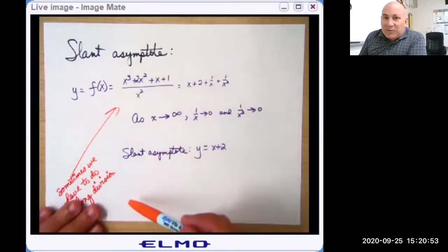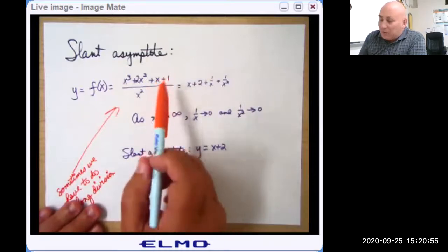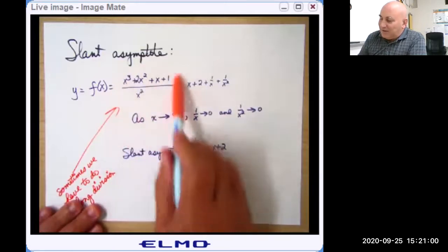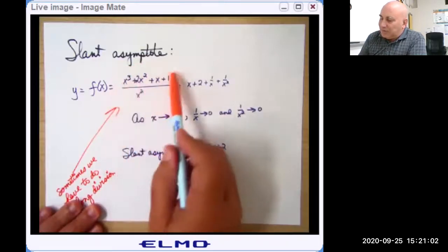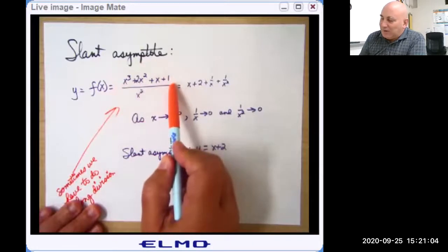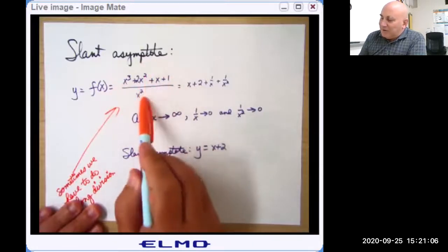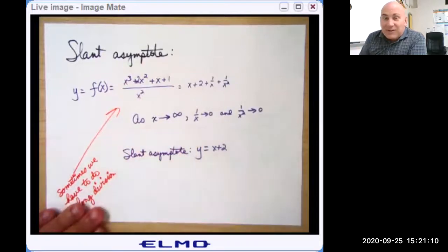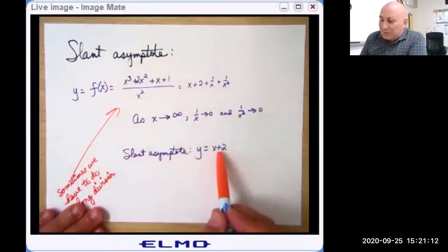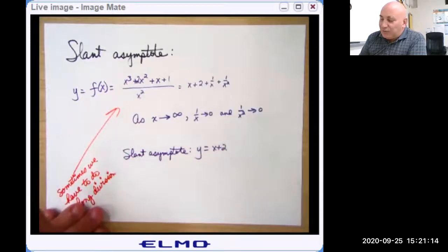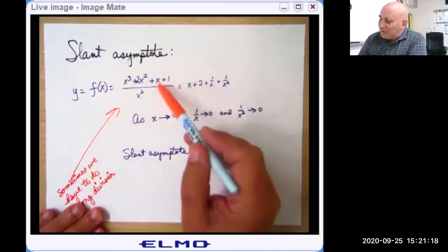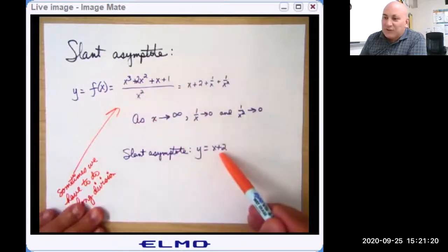And if you'd like, I'd recommend going to Desmos now while you're watching this video, typing in this function. Make sure you put parentheses around the numerator. Type in this function. Type in as a second function y equals x plus 2. And then as you zoom out, you'll see that as x gets bigger and bigger and bigger, this function gets closer and closer to this line.